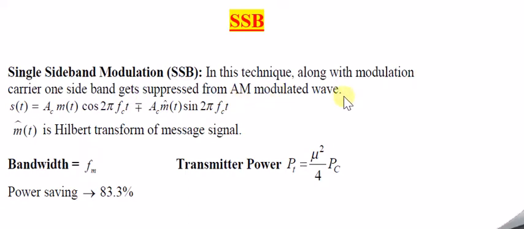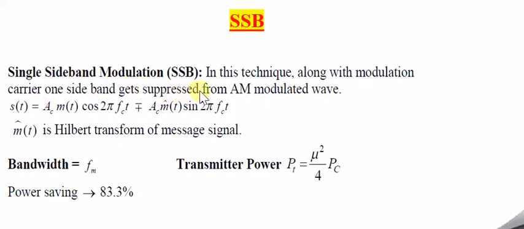So what we have observed in DSB-SC is that two sidebands are allowed to transmit and the carrier is suppressed during the modulation process. Whereas in case of SSB, the carrier is suppressed and only one sideband is allowed to transmit and one is suppressed. That means one sideband is not suppressed, that is, it is allowed to transmit. So this is the only difference between DSB-SC and SSB modulation.